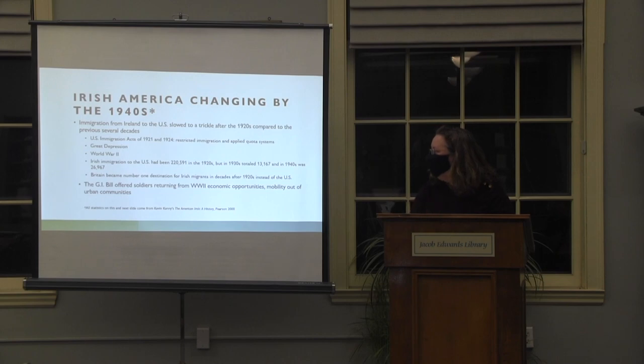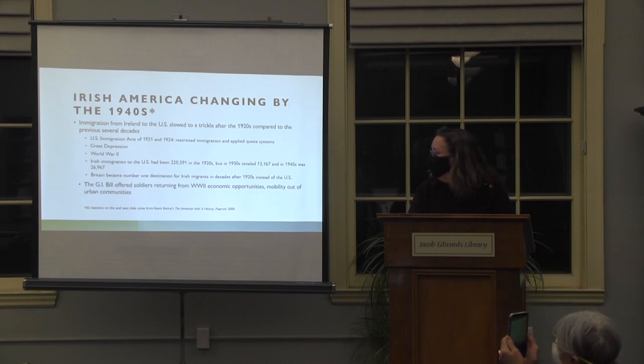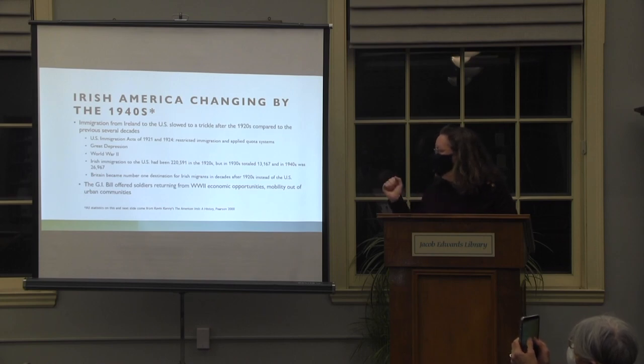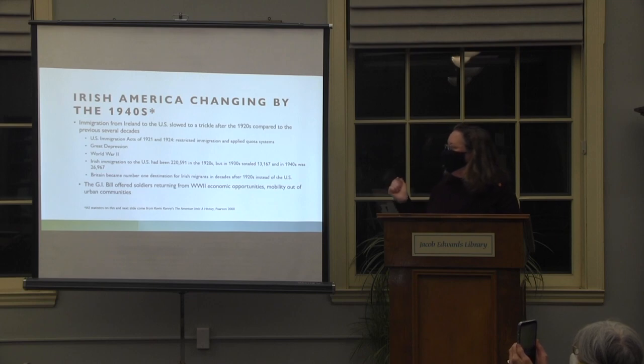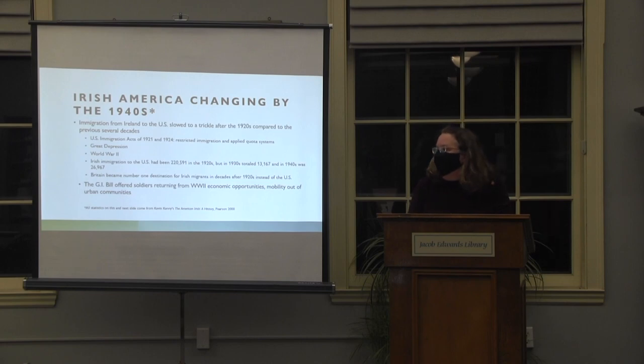On the slide there you have how sharply the decline was, from 220,000 plus Irish immigrants in the 1920s to about 26,000 in the 1940s. So the outcome of that is that neighborhoods that were full at the turn of the century of Irish immigrants and their children, so first and second generation Irish Americans, were aging out. Certainly the immigrants from the end of the 19th century were passing away at this point.